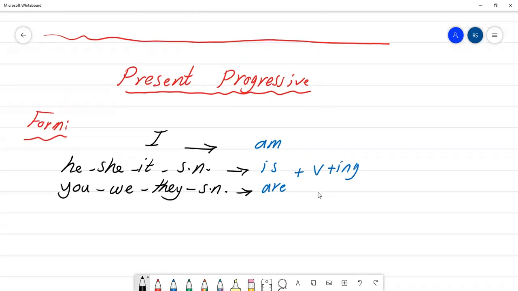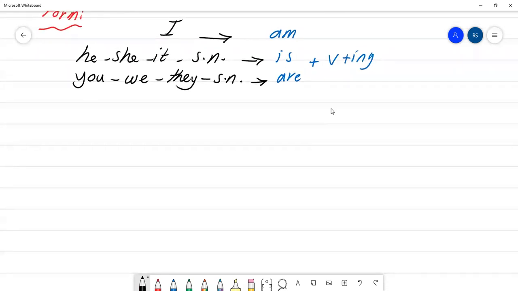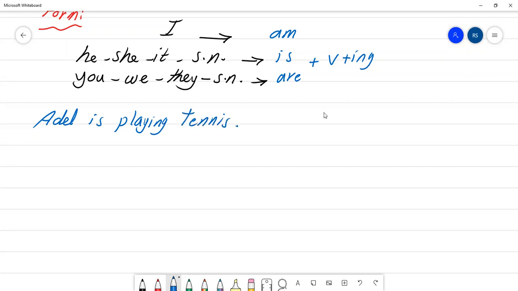Okay, my friends, for example, Adil is playing tennis. By the way, we don't say playing with a hard g, we don't pronounce the g. Okay? Here, my friends, when we want to add ing, we also have rules. First, rules to add ing.